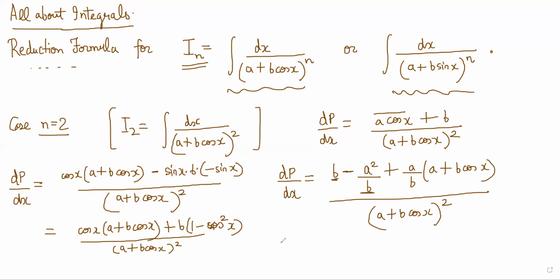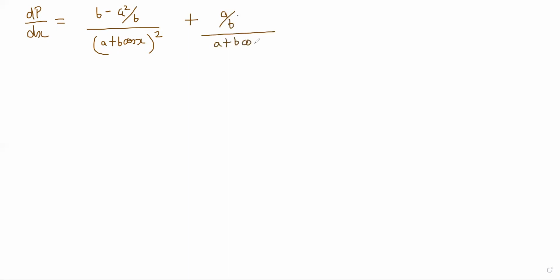So now this becomes dp by dx is equal to (b minus a square by b) divided by (a plus b cos x) whole square, plus a by b divided by (a plus b cos x), right?